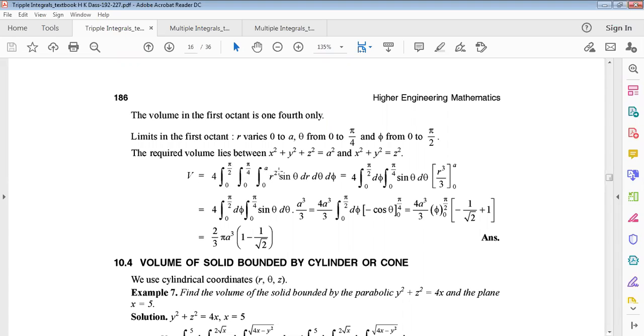Now taking integration with respect to r, what will be the integration of r squared? R cube by 3, right? Just putting the upper limit, we get a cube by 3.